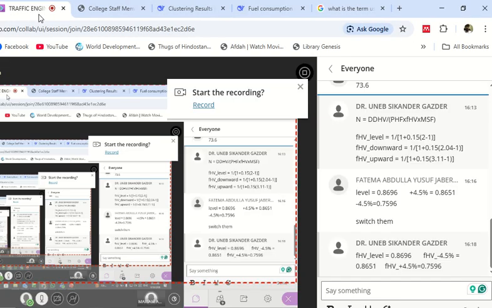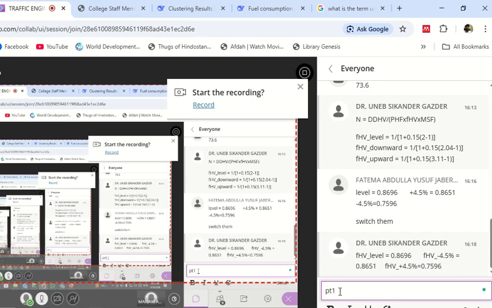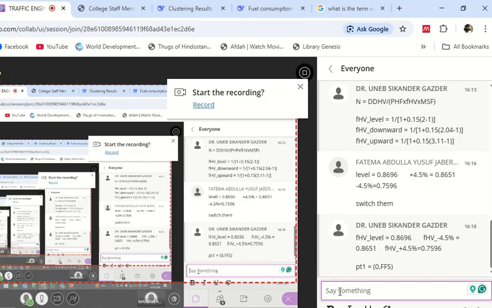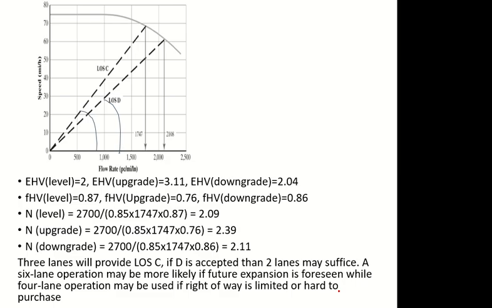Or I can write it here. Okay. Point 1 I have is x comma y, right? So 0, free flow speed. This is point 1 on the graph. 0 on the x-axis, free flow speed on the y-axis. This is how I got this point, the first point.